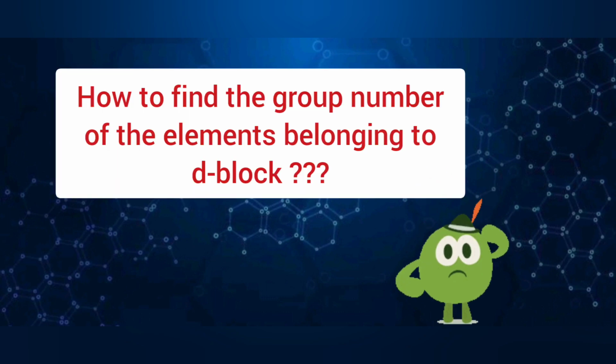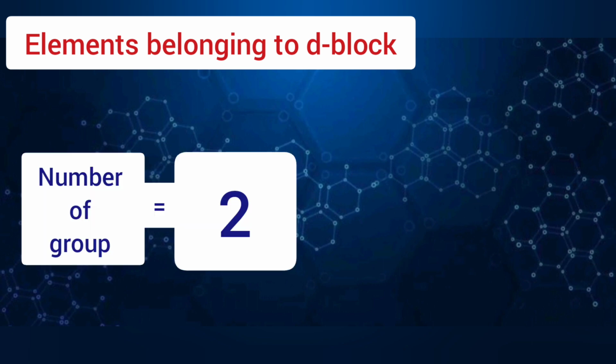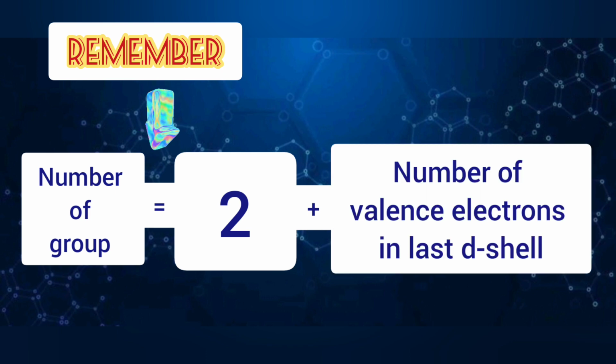Isn't it very easy? And now let us take the last and final thing, which is how to find out the group of the elements belonging to the d block. If my element belongs to the d block, then the rule is we'll have to add 2 plus the number of valence electrons in the 3d subshell.